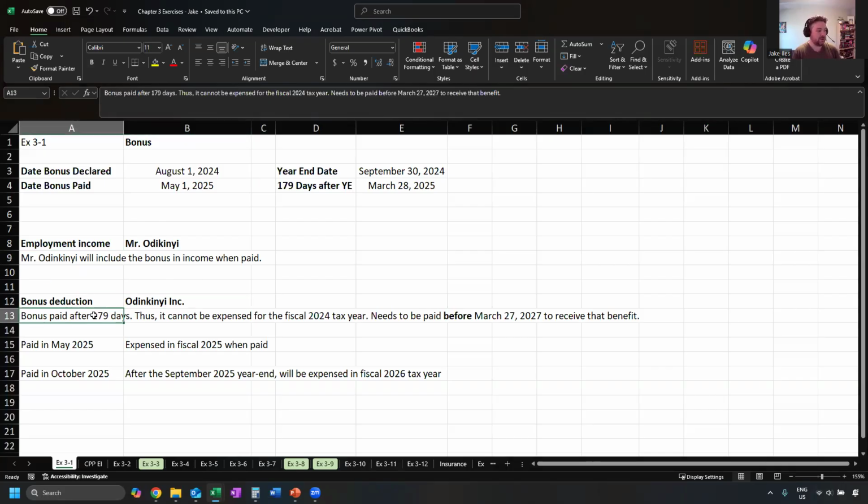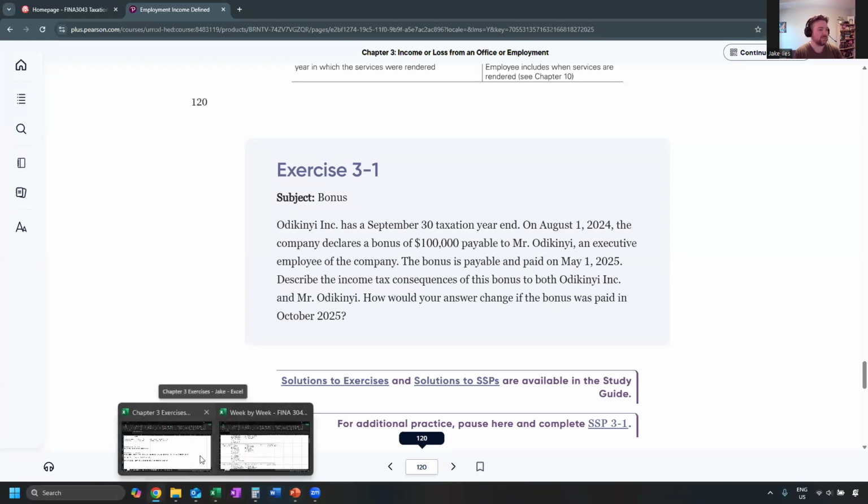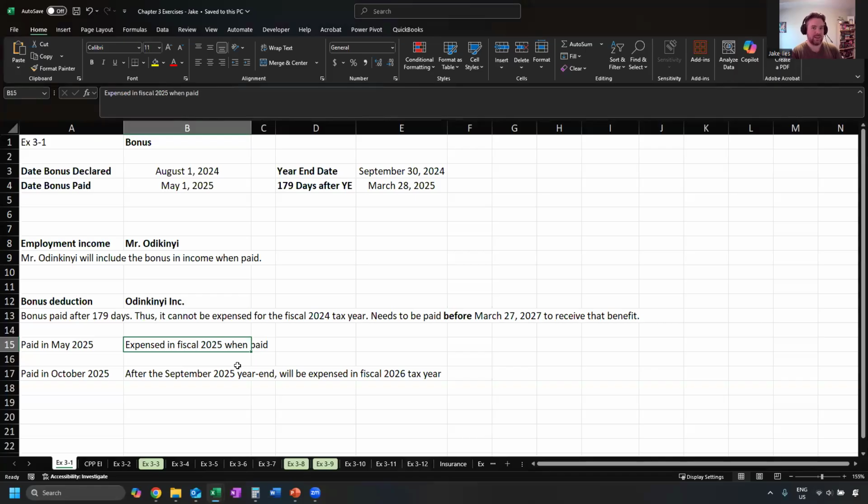Because they didn't pay within the deadline, the expense is expensed in fiscal 2025, because 2024 was the year, August 1st, 2024. So they missed the deadline, so they can't expense it in 2024 when they declared it. They'll have to expense it in the next fiscal year because they missed the deadline. So that expense will have to be added back to August and deducted in May.